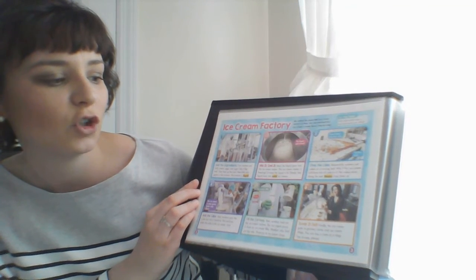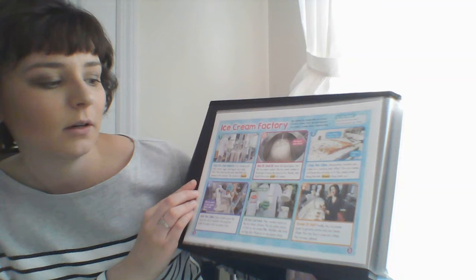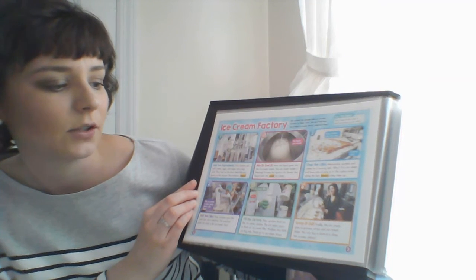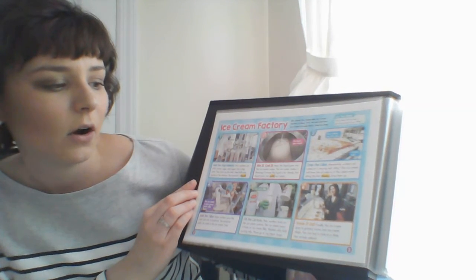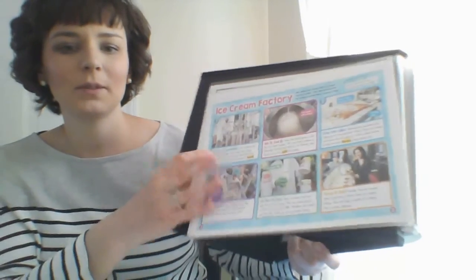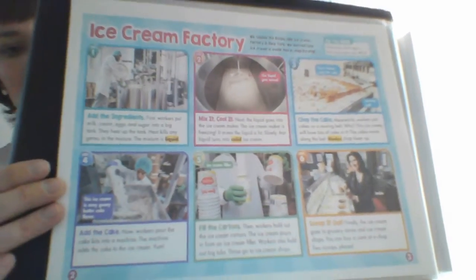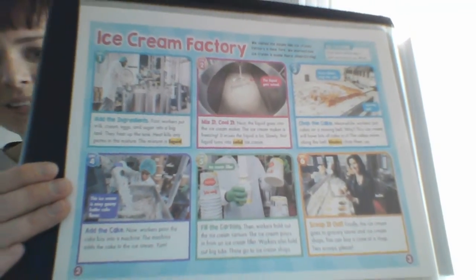Step 6. Scoop it out. Finally, the ice cream goes to grocery stores and ice cream shops. You can buy a cone at a shop. Two scoops, please. So I'll give you a close look at the picture.